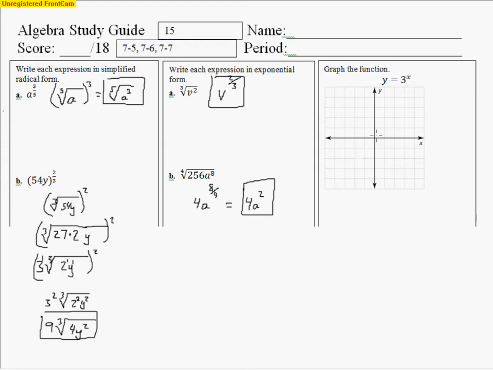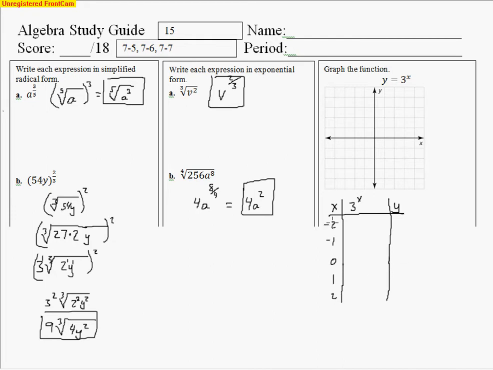And so on this one, they asked me to graph this function. So if you're a little unsure about what it looks like, let's go ahead and set up a table. My table has x, my inputs, and then 3 to the x. I'll do some work in there if I need to, and then I'll come up with an output of y. So I'm going to pick some numbers. I'll start with -2, -1, 0, 1, and 2, and see what I can fit on my graph.